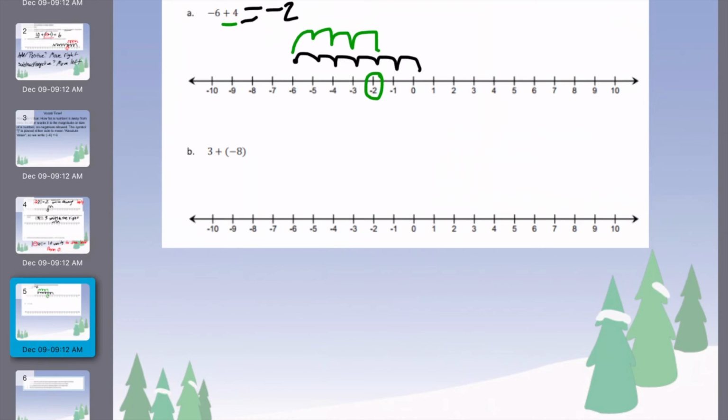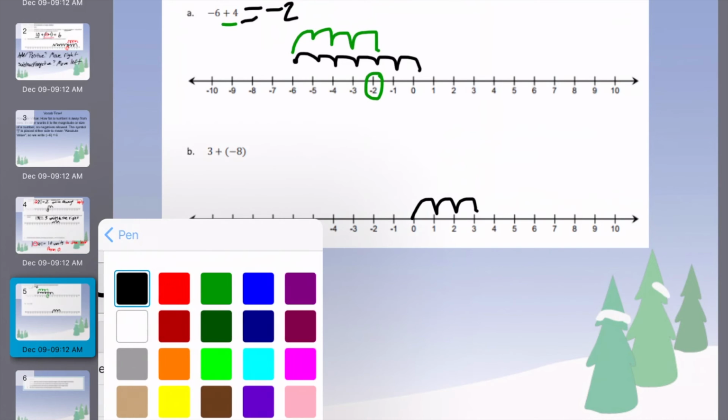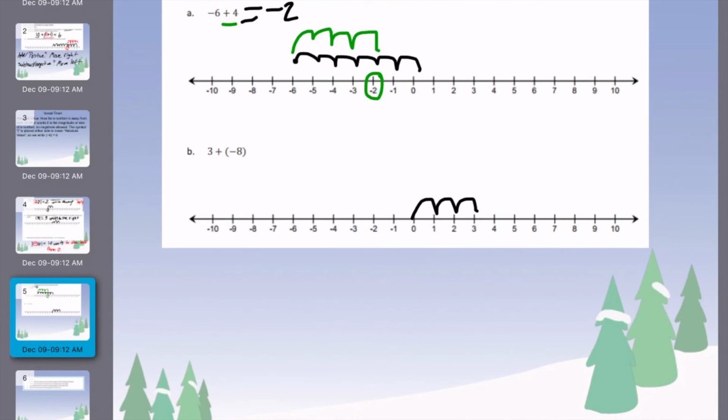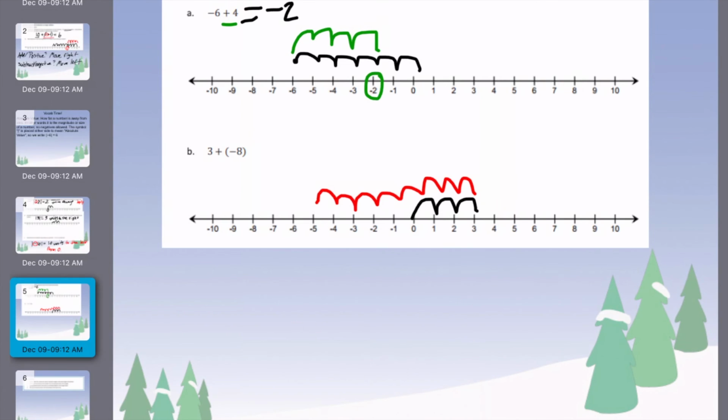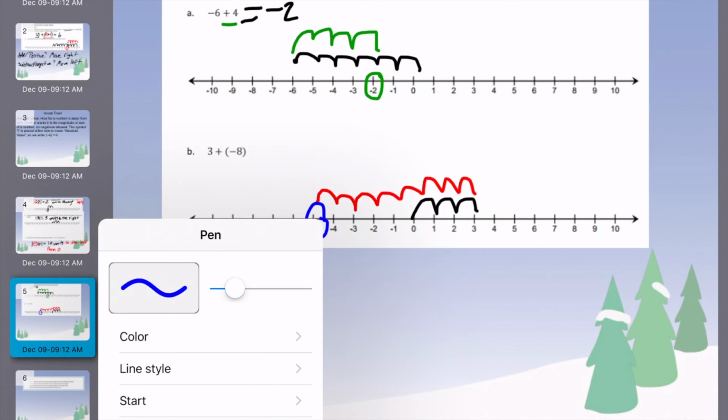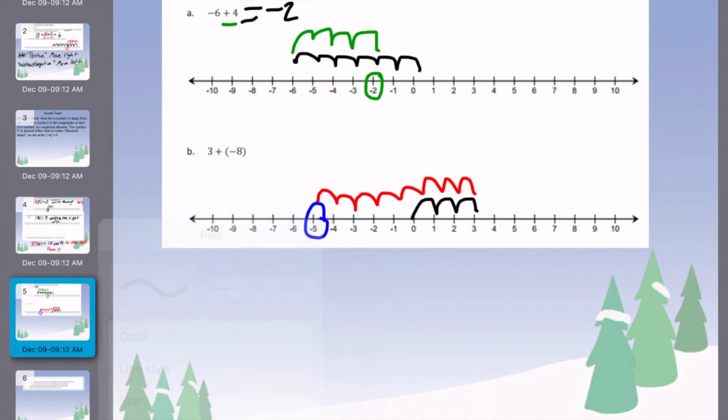And one last question, 3 plus -8. So I start at 0 and I move to the right 3. I'm adding, which is great, but I'm adding a negative, so I still have to move left, okay? So I'm going to go to the left 8 times. So I have to go 1, 2, 3, 4, 5, 6, 7, 8 times, and that tells me that my final answer is going to be at -5. So I know that 3 plus -8 is going to give me -5.